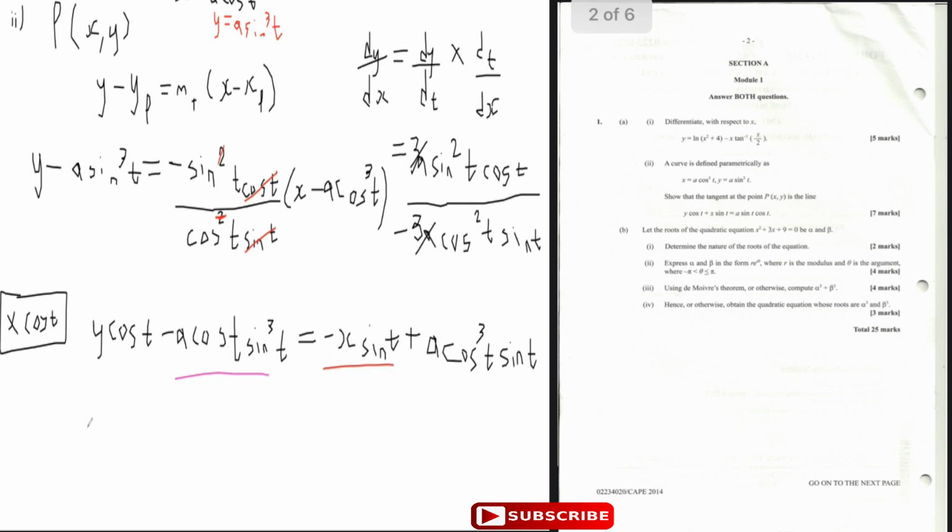Bringing over this, we're going to get y cos t, bring over x sine t, so it becomes plus x sine t, and that's going to be equal to, we bring over a cos t sine cube t, so it becomes a cos t sine cube t plus a cos cube t sine t.